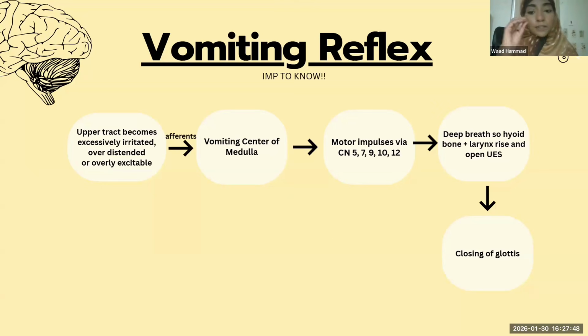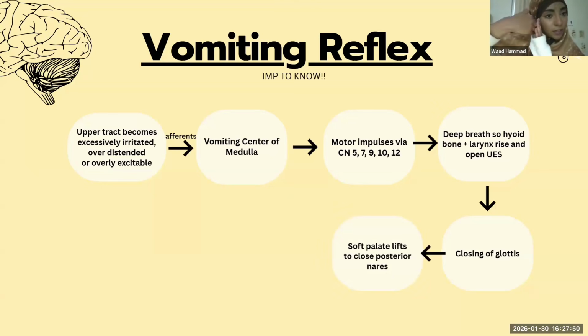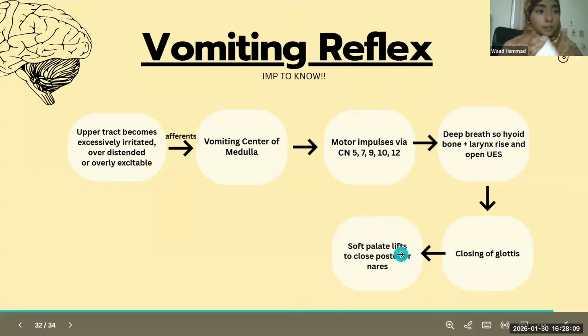And then we have the soft palate, which lifts and closes the posterior nares so that it doesn't reach your nose and come out of your nose or anything like that. So that's very important as well. So three things happen at this point: opening of the upper esophageal sphincter, closing of the glottis, and closing of the posterior nares through the soft palate lifting.